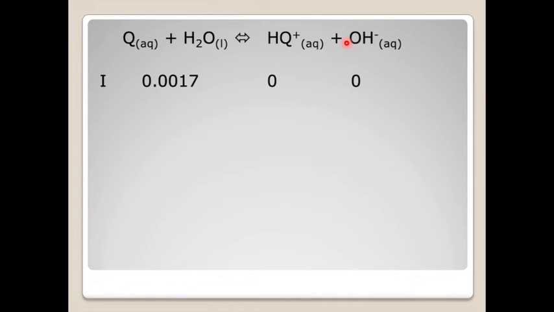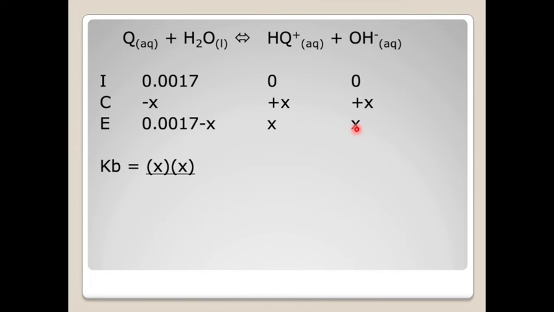We'll start making our ice table. The question gives us 0.0017 moles per liter as our initial concentration of quinine. We can also safely assume we don't have any protonated quinine to begin with, and we can assume the autoionization of water gives hydroxide of 0, or there isn't any hydroxide to begin with. The change has to be negative on this side because we can't possibly go lower than 0, so this side must lose, and this side must gain as quinine is protonated. At equilibrium, our values are going to be 0.0017 minus x, plus x, and another plus x.